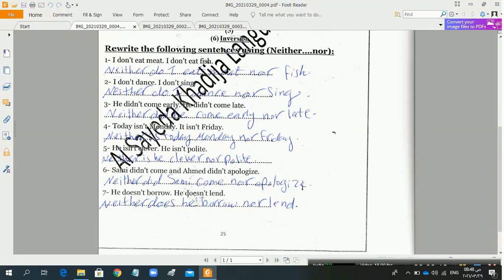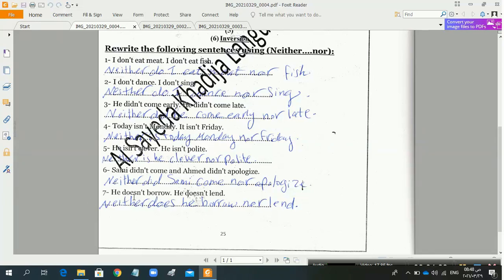Okay, boys, the most important thing I want you to know: I write neither at the beginning, then the helping verb, and then the subject. Okay, of course the verb which follows is in infinitive form. Number six, Sami didn't come, and instead of Ahmed write he. Sami and he, not Ahmed, didn't apologize. Neither did Sami come nor apologize. Okay, apologize means he didn't say sorry for coming late.